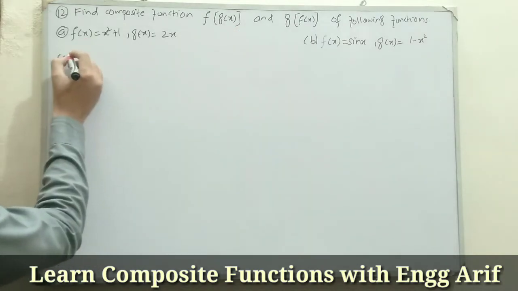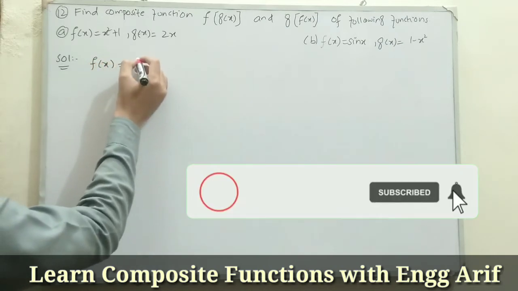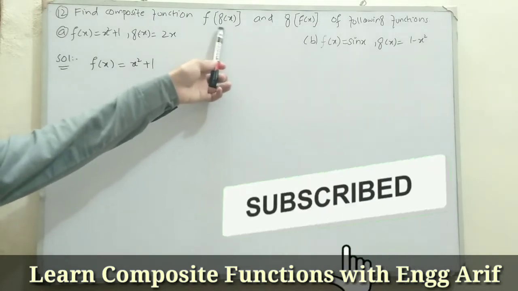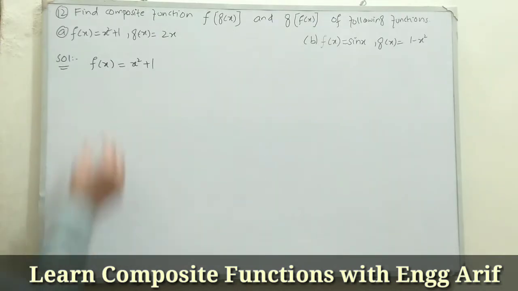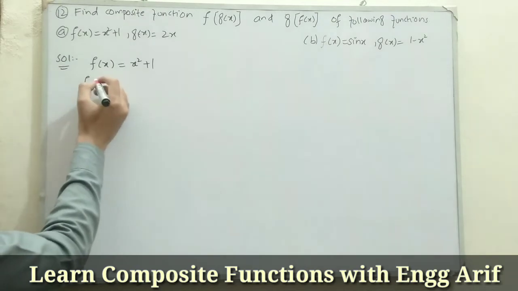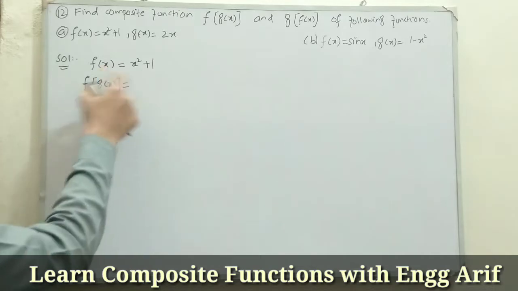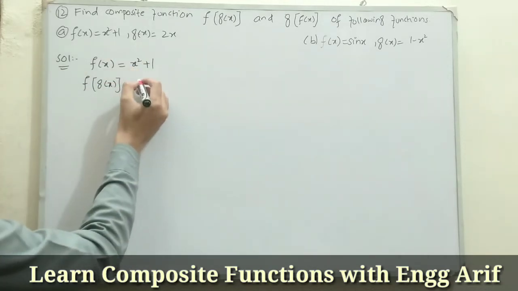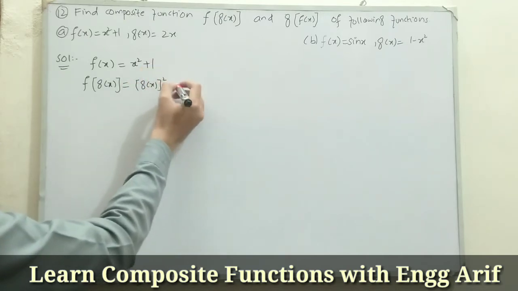So let's suppose solution. Our f of x is equal to x square plus 1. Now if we look over here, inside f of x we have g of x. So let's suppose I replace this x with g of x. So it becomes f of g of x. So I will replace x throughout the whole equation with g of x. So here x will become g of x whole square, and here is plus 1.